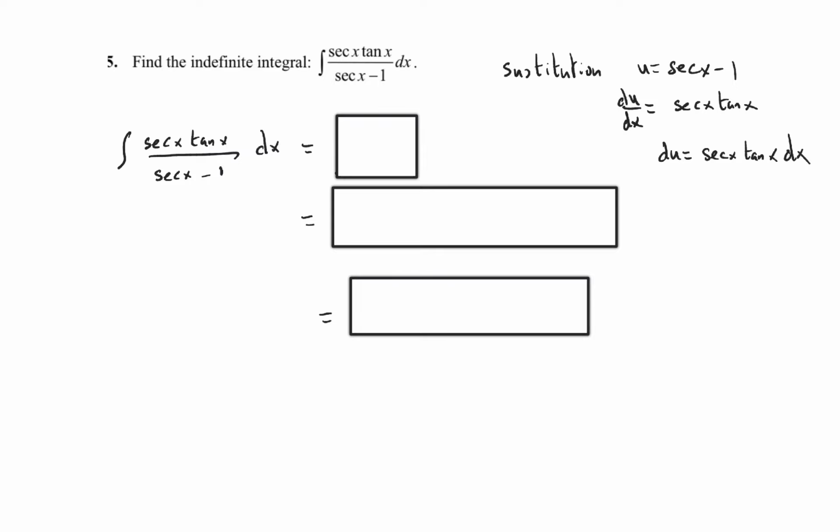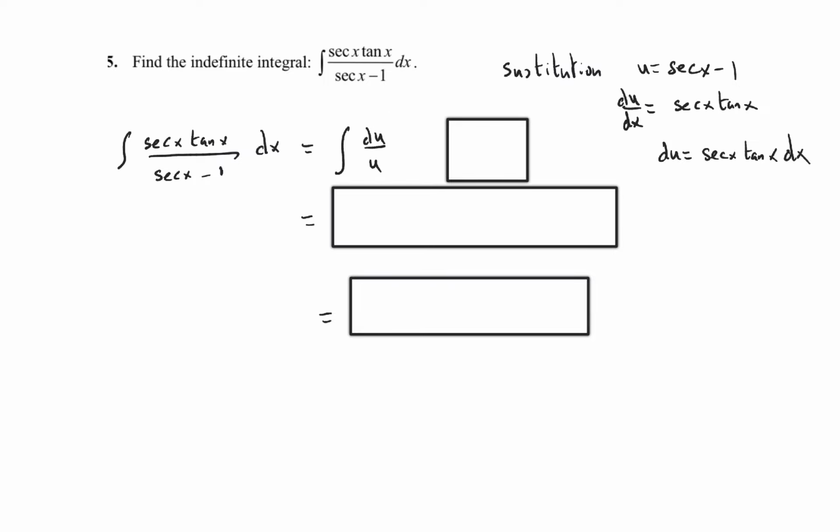We use substitution, and we take u as secant x minus 1. So the function u is in the denominator, and the derivative of u with respect to x is secant x tangent x. So du is secant x tangent x dx. So du is sitting down in front of you. So this is du secant x, and this is u. So the equation will be 1 divided by u du.